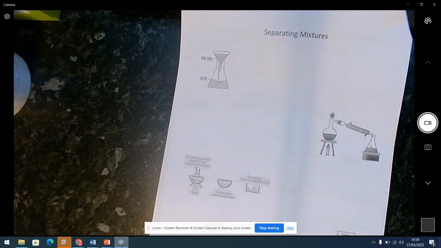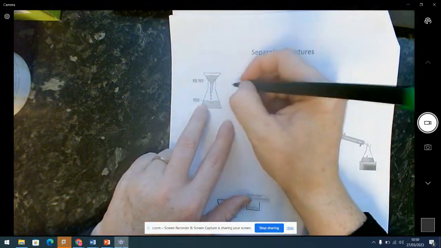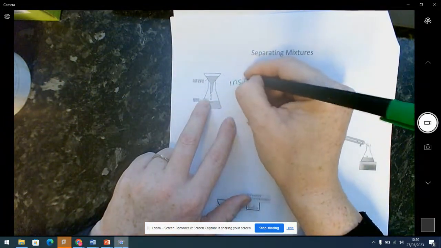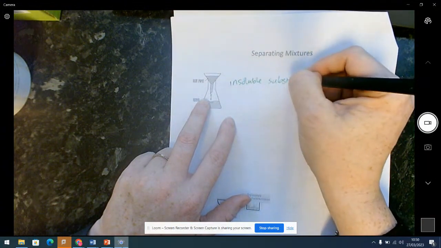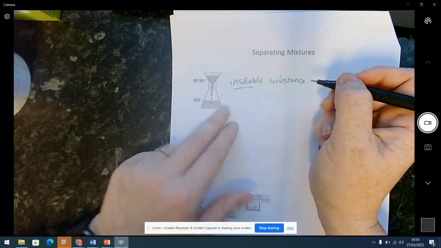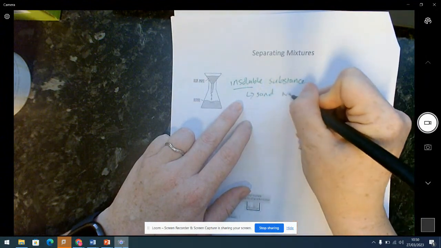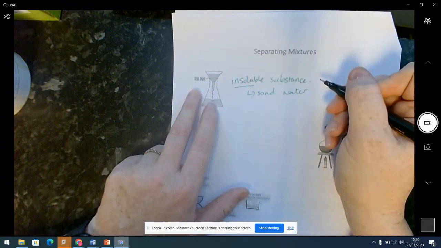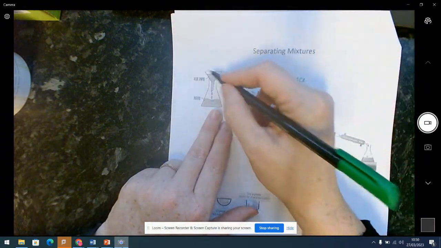Okay, so what we're going to look at first of all is this idea of filtration. Filtration is usually used to separate an insoluble substance, something that does not dissolve in water. Sand and water, for example, is a good example. We talk about filtration in chemistry paper 2, but it is important you are able to label this.